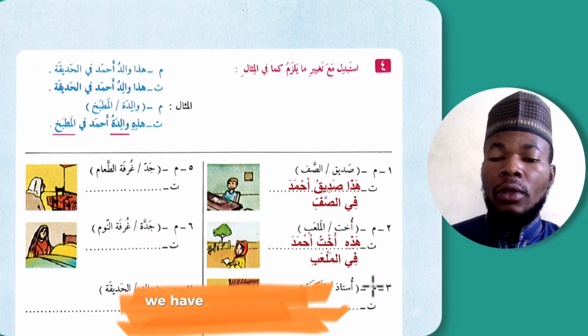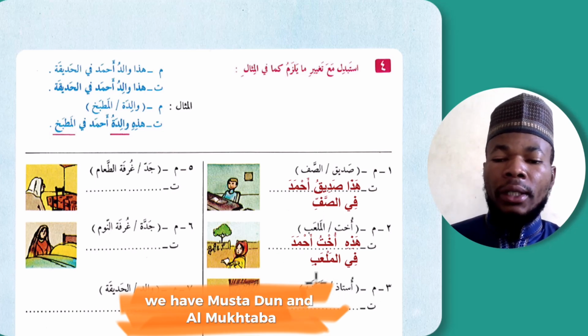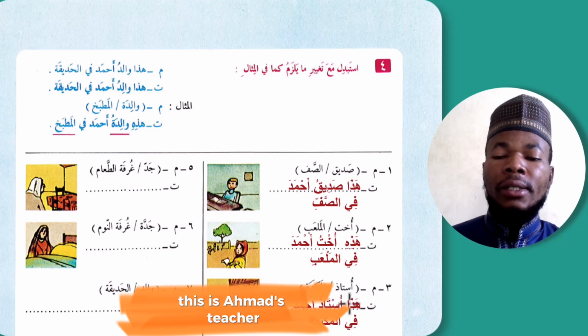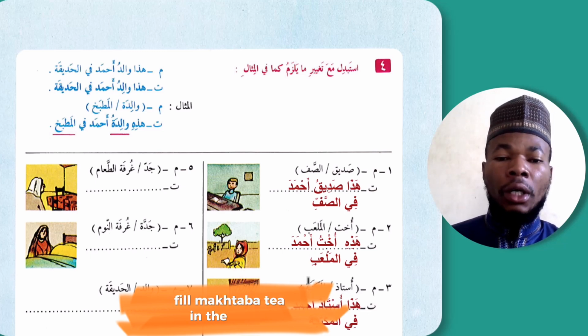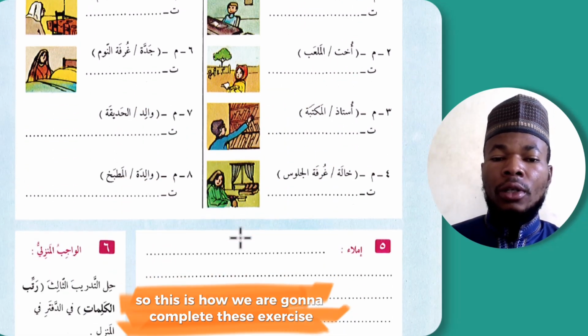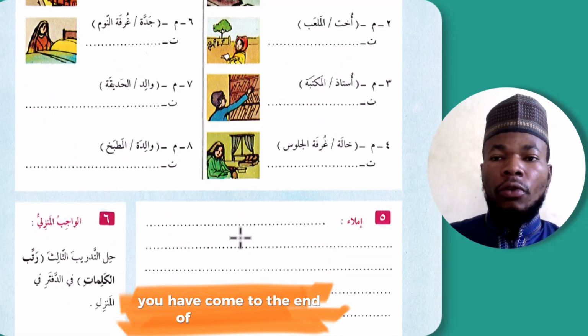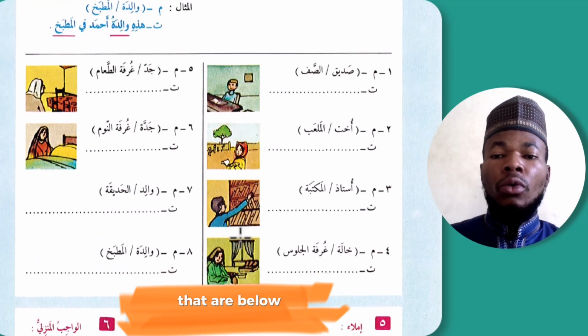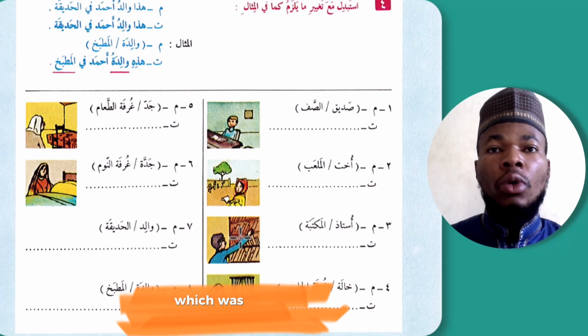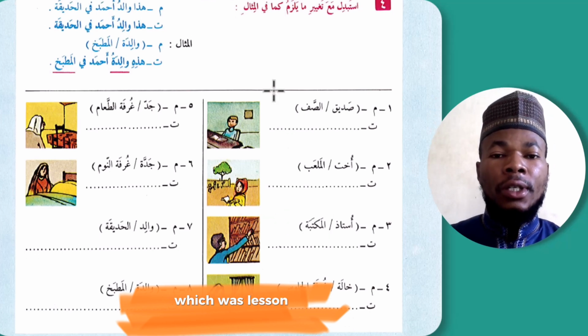Number three, we have ustadun and al-maktaba. Hada ustadu Ahmada. This is Ahmad's teacher, fil maktabati, in the library. So this is how we are going to complete this exercise. So with this, we have come to the end of the exercises that are below the lesson we looked at previously, which was ad-darsu al-thaminu, lesson 8.